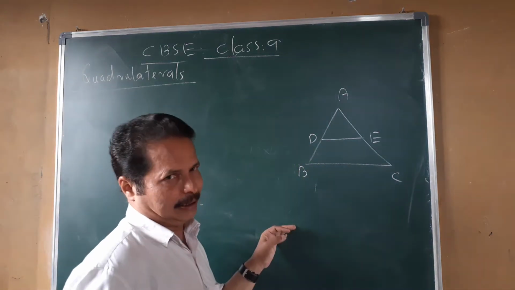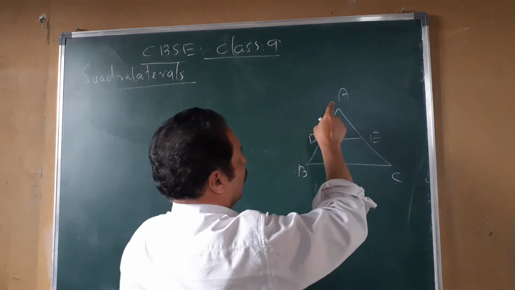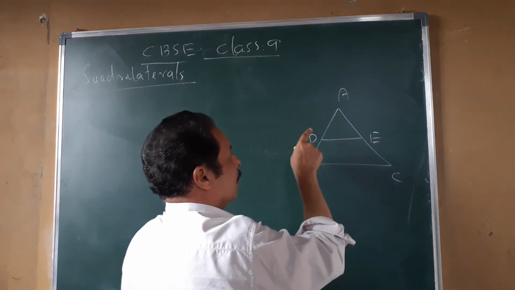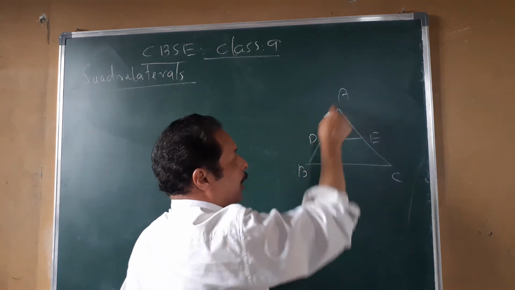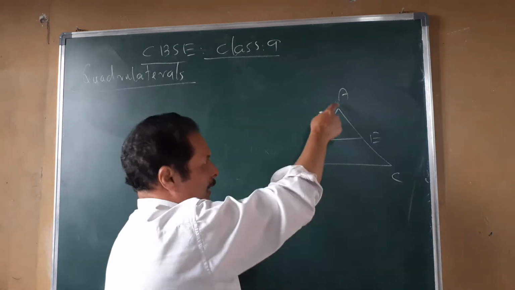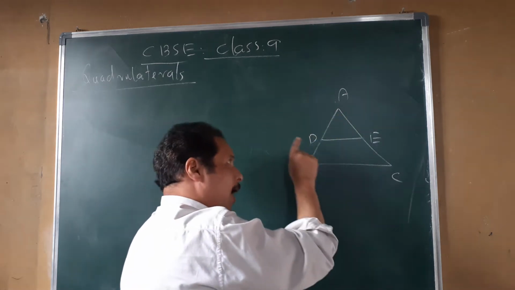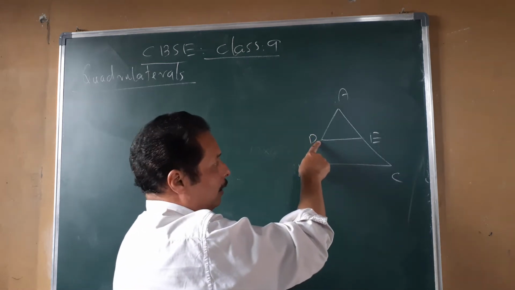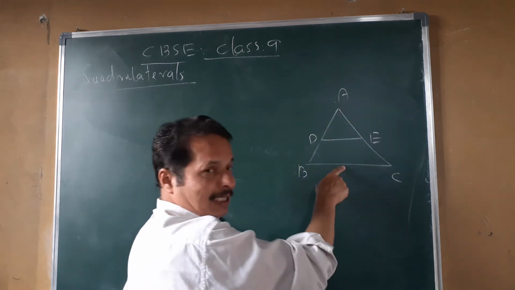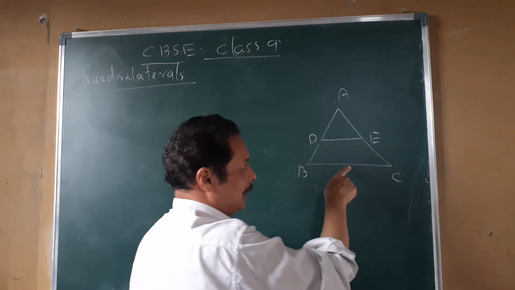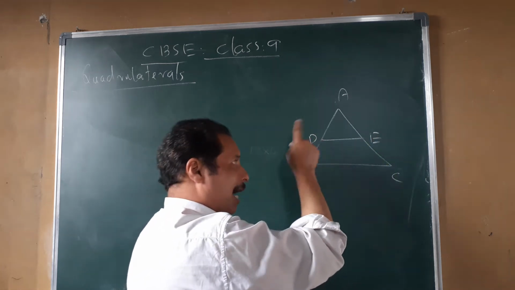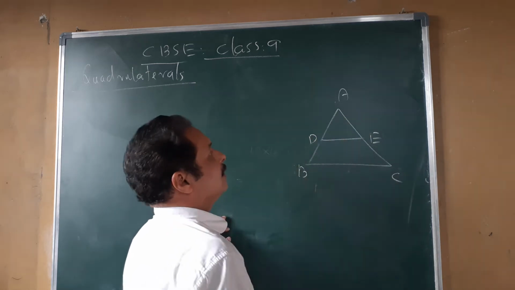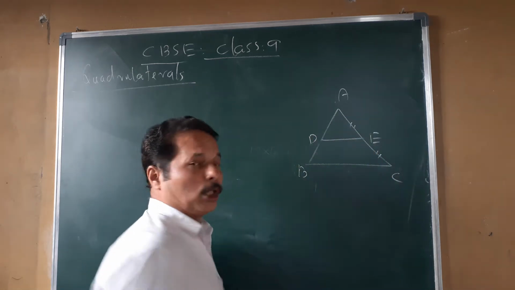The converse of the theorem, that is, a line passing through the midpoint of one side of a triangle. Let us say D is a midpoint. Passing through the midpoint of one side of a triangle, parallel to another side, that is DE parallel to BC, then it bisects the third side. That is AE equal to EC.